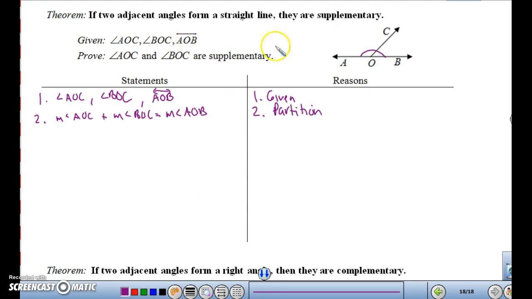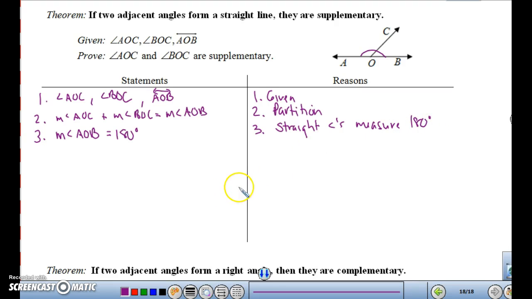So angle AOB is actually a straight angle. What do we know about straight angles? Well, a straight angle measures 180 degrees. The measure of angle AOB is equal to 180 degrees because straight angles measure 180 degrees. That is one of our definitions.